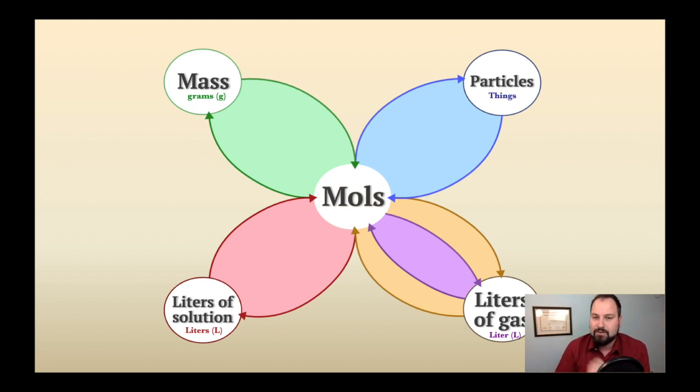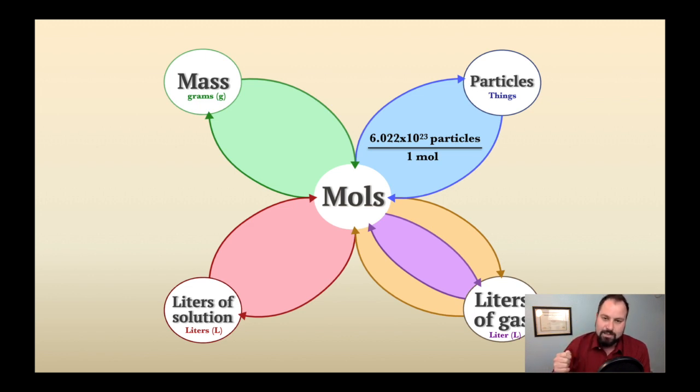And the first one we're going to talk about here is how do we go from moles to particles or things. Now, I'm also going to show you 2 different methods. The first method I'm always going to show you is the dimensional analysis method. These are usually written as fractions. In this case, it's 6.022 times 10 to the 23rd particles per 1 mole.